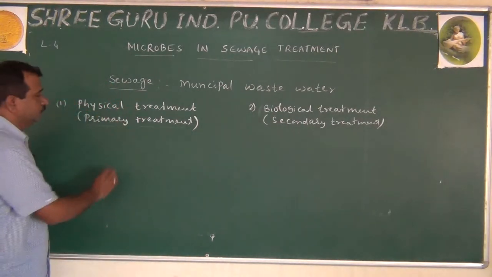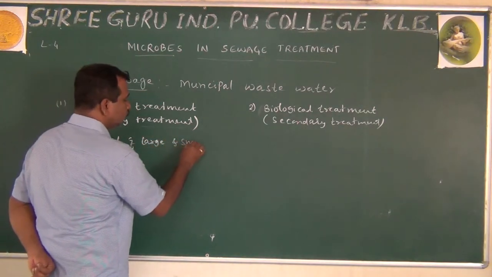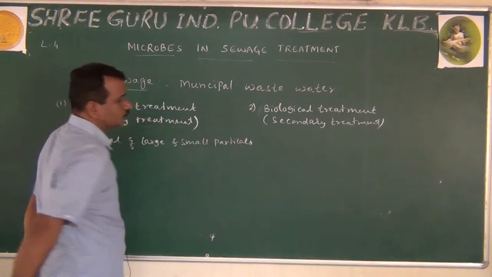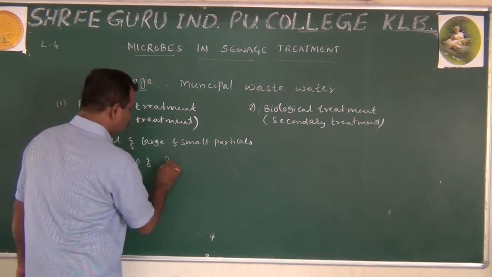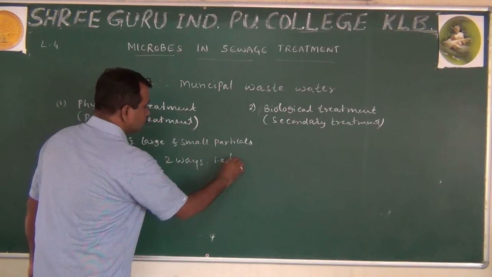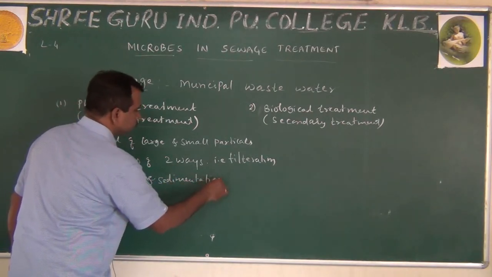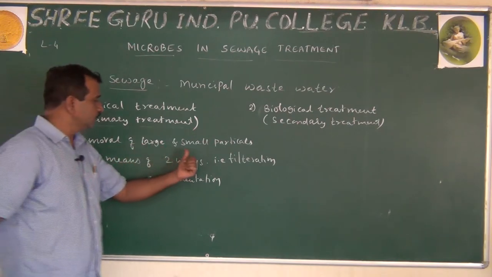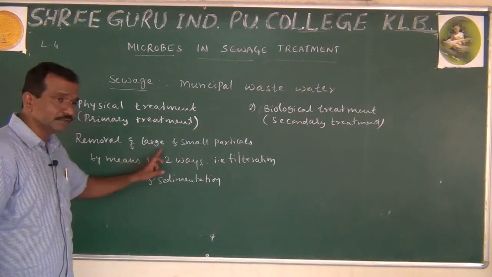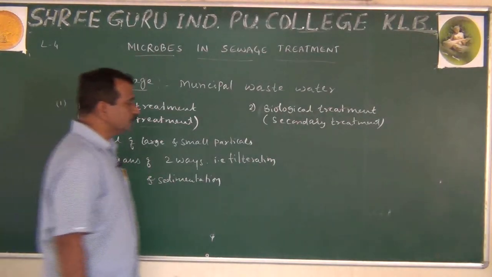Now, physical treatment. Physical treatment means here we have to observe the removal of large and small particles by means of two ways, that is filtration and sedimentation. The physical treatment or primary treatment is normally a mechanical treatment also. Removal of large and small particles takes place by means of two ways, that is filtration and sedimentation.